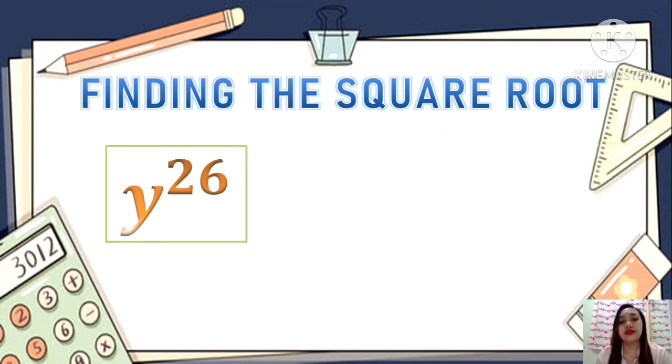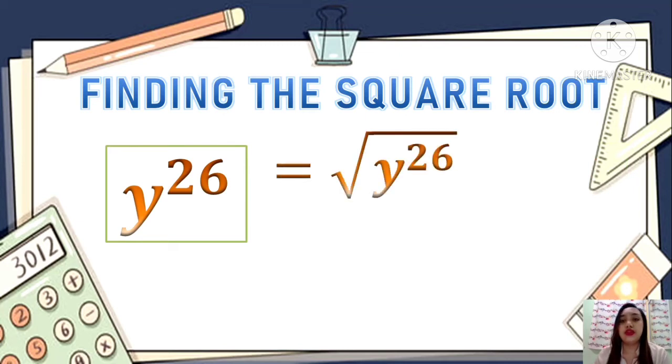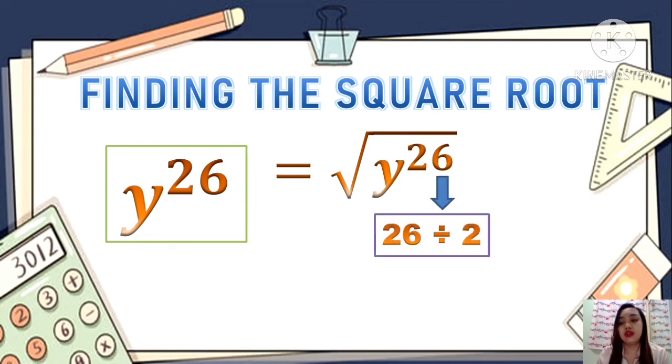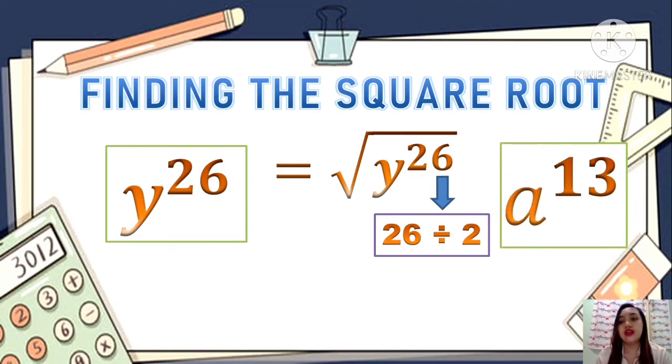Next, y to the 26th power. How are we going to get the square root of y to the 26th power? 26 divided by 2. And what are you going to get? It's 13. So, hatiin sa dalawa ang 26. That is 13. So, ang exponent ni y is 13. So, the final answer is y to the 13th power.